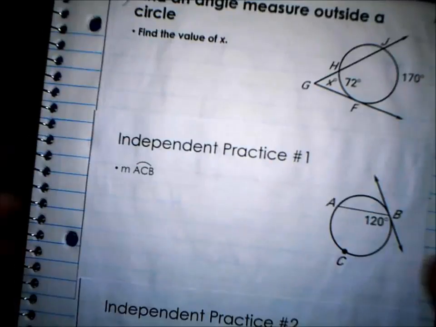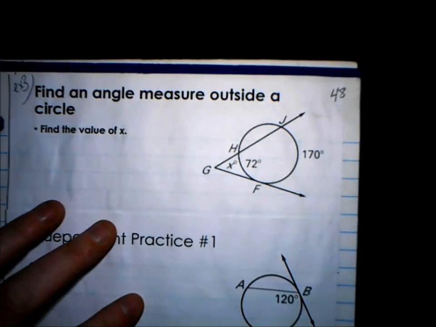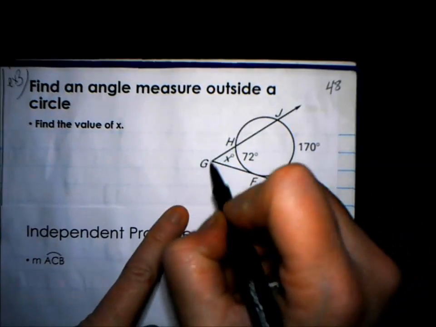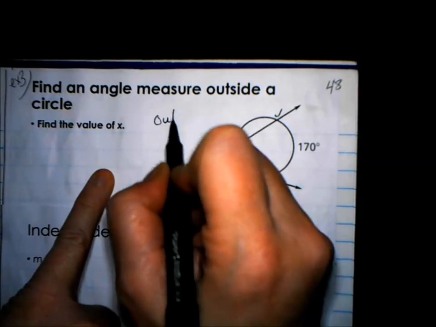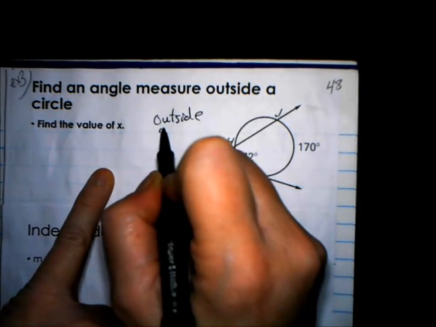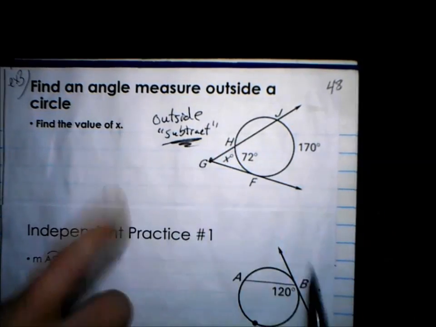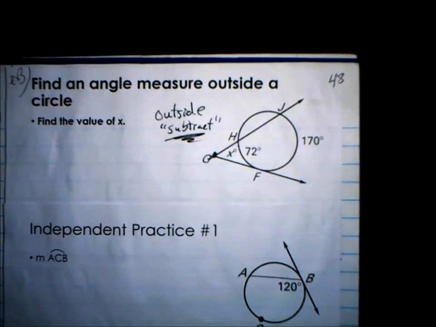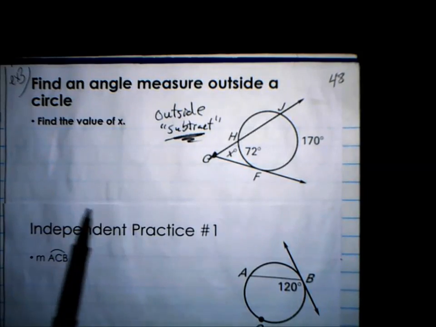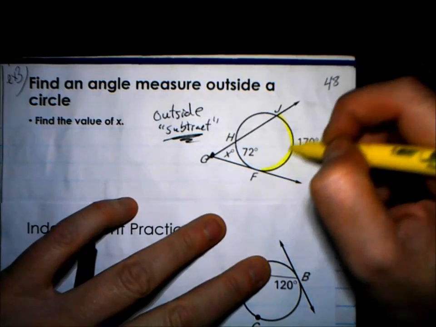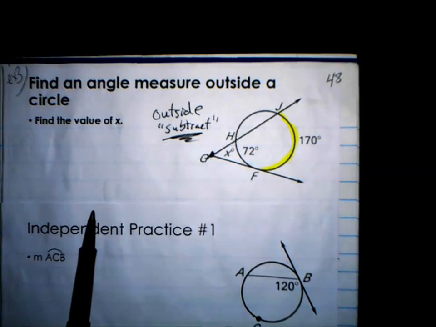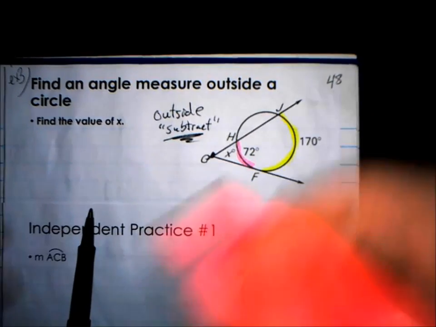Okay. If I look at example 3 here, notice this is outside. Outside means we are subtracting. Very, very important. This intersection is outside. So that means I'm looking at my large arc, and then I'm also looking at the smaller arc.